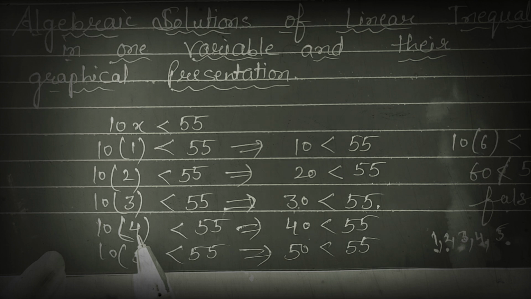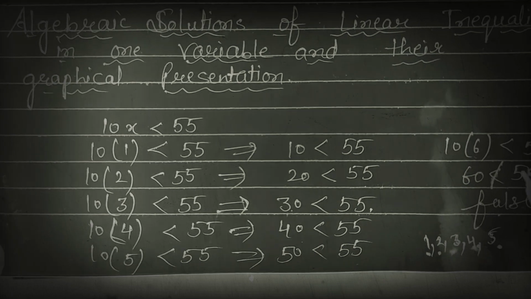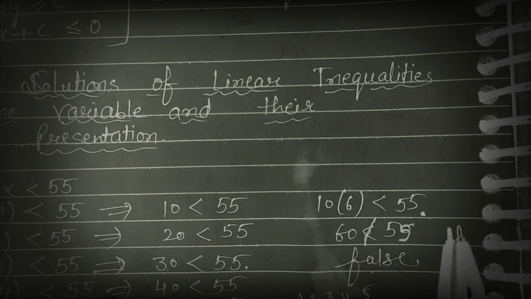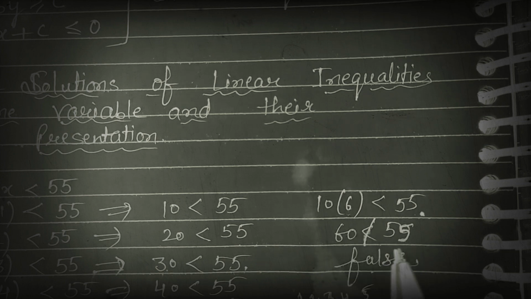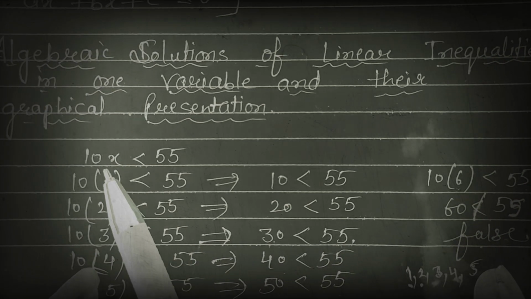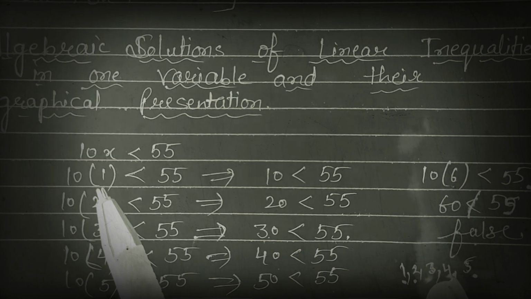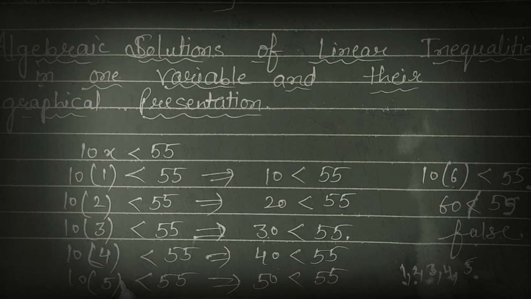If you want to purchase 4 chocolates, 40 is less than 55, you can do this. If you want to purchase 5 chocolates, 50 is less than 55. It is okay. But if you want to purchase 6 chocolates, then you will spend 60 rupees. But you don't have 60 rupees, you have 55. So for x equal to 6, this statement is false. So what are the solutions of this? x can be 1, 2, 3, 4 or 5. You can take 1, 2, 3, 4 or 5 chocolates.